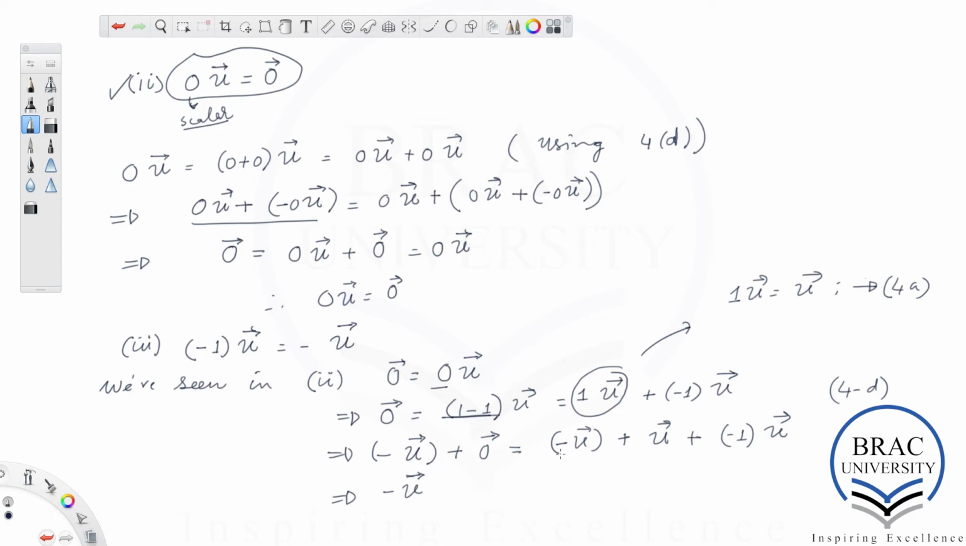And on the right side, this is the 0 vector, and the 0 vector getting added to minus 1 times u is simply minus 1 times u. So therefore we get that negative u is equal to minus 1 times u. Okay, good.